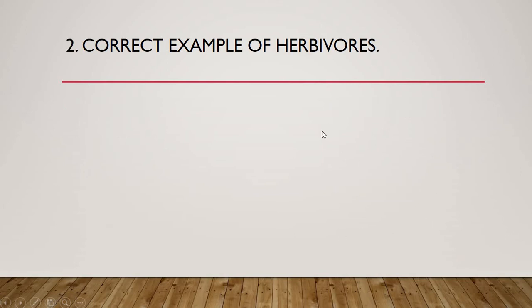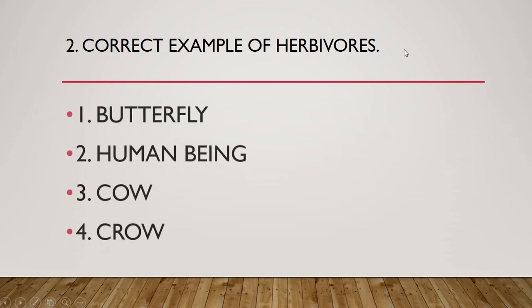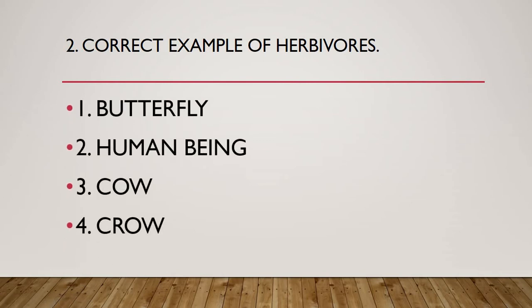Okay, moving on to the second one. Correct example of herbivores. So you have to obviously select only from the options. You cannot write your own answer. I repeat, in the exam you don't have to type your own answer. When it is MCQ, you have to select the correct answer from the options only. If you write your own answer, even if it is correct, we still can't give you marks if you don't choose from the options in the MCQ. So that was very important to specify here, because many have done that.